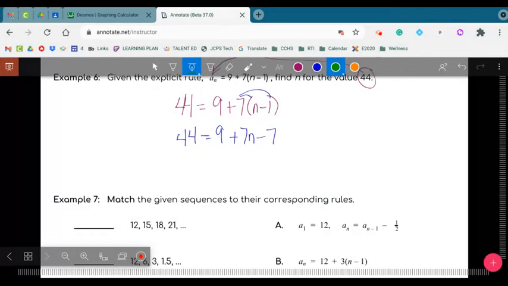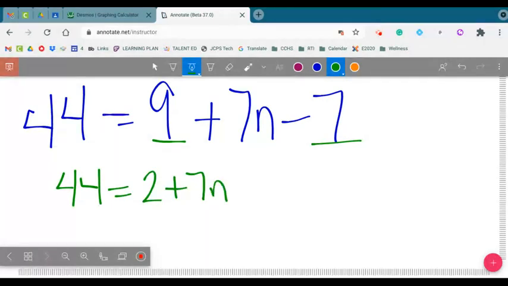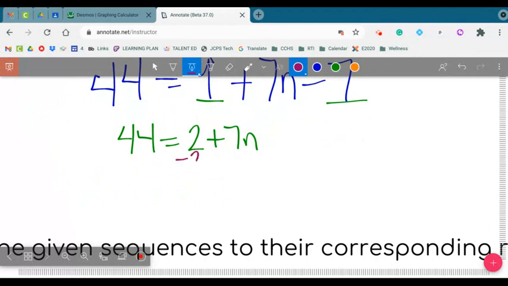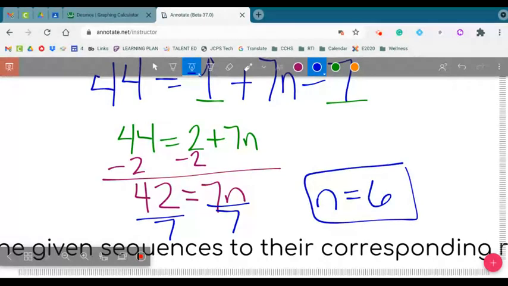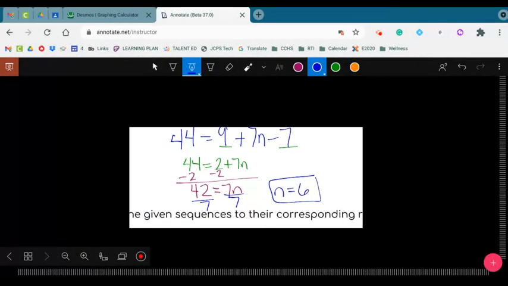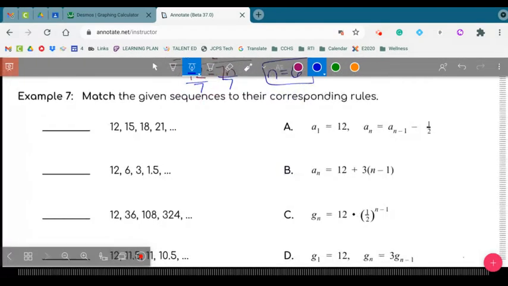And then from here, you can combine like terms or start moving stuff. I'm going to combine my 9 and my 7. That is going to give me 2 plus 7n. Subtract my 2. I'm going to get 42 equals 7n. Divide by 7. I'm going to get n equals 6. And that is my answer. Let me know if you guys have any questions on that.